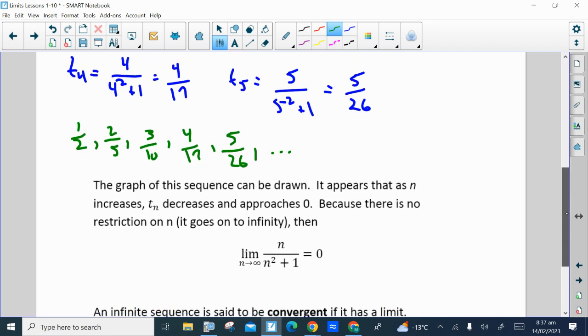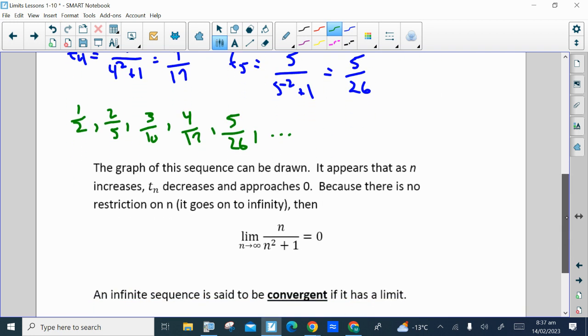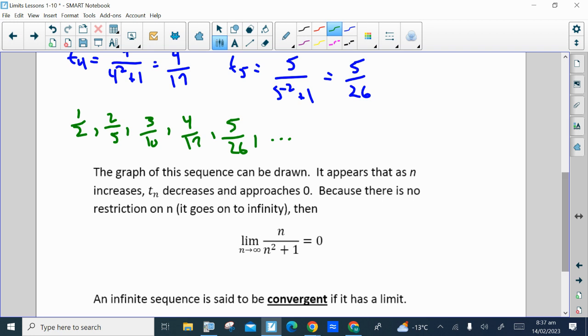Now we can draw a graph of this sequence, and you would see that as n increases, T sub n decreases and approaches 0. And there is no restriction on n. It goes on to infinity. So then we could say the limit as n approaches infinity. This is the first time we've seen this, where n is approaching infinity. Before, n always approached some number. Usually that was a non-permissive value, but this is different. Now n is approaching infinity.